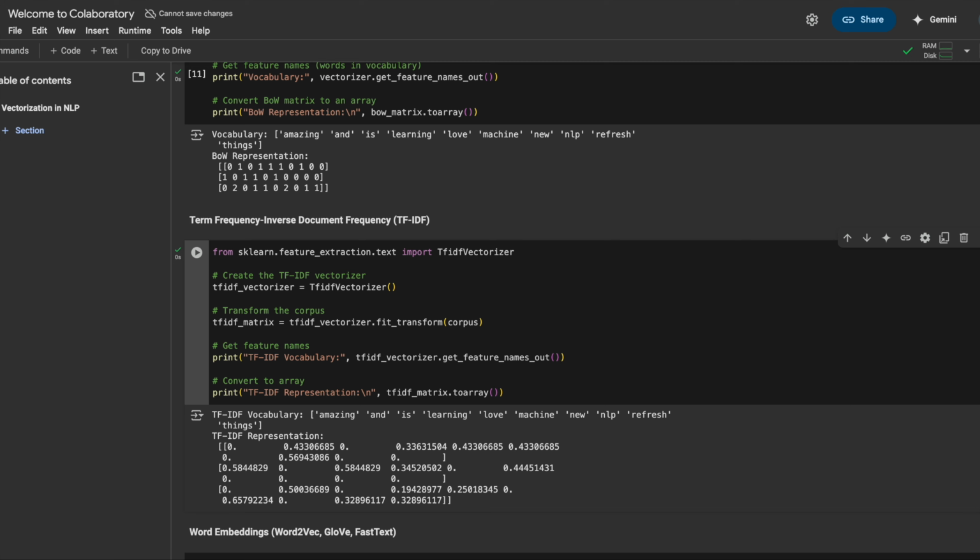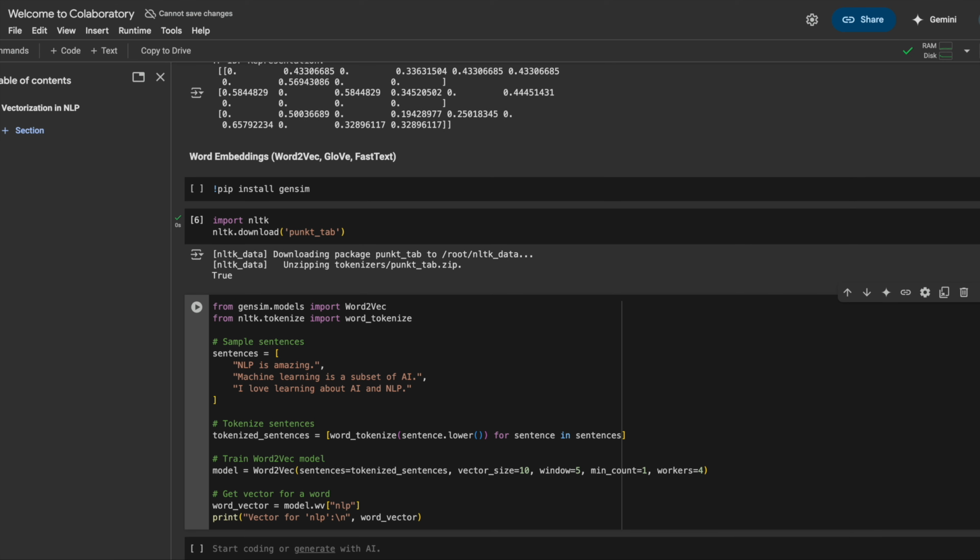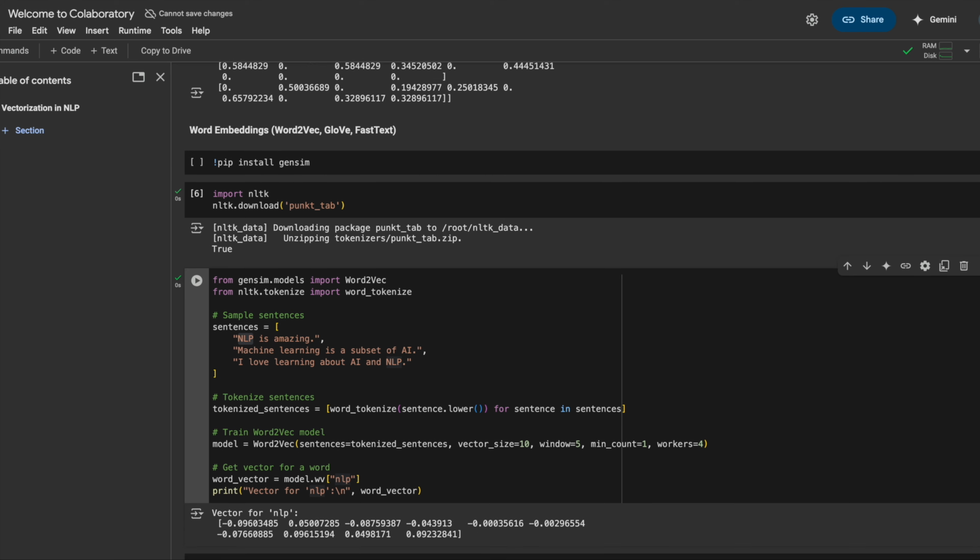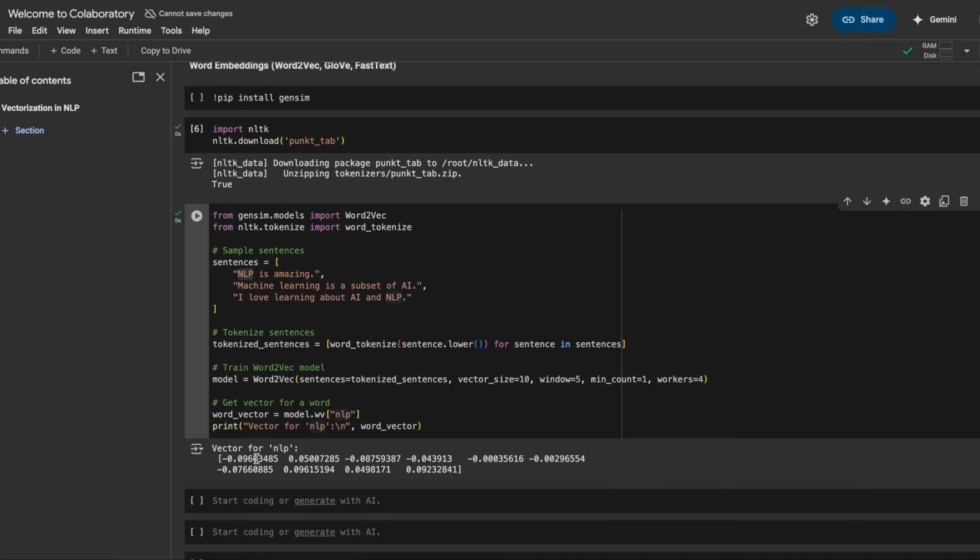Next, word embedding. Word embedding can be Word2Vec, GloVe, or FastText, etc. Word embeddings capture semantic meaning and relations between words in a continuous vector space. Here, for NLP, we have a dense vector rather than a sparse matrix. In Word2Vec, we can have a relationship between two words. With that, we can have a meaning of it.